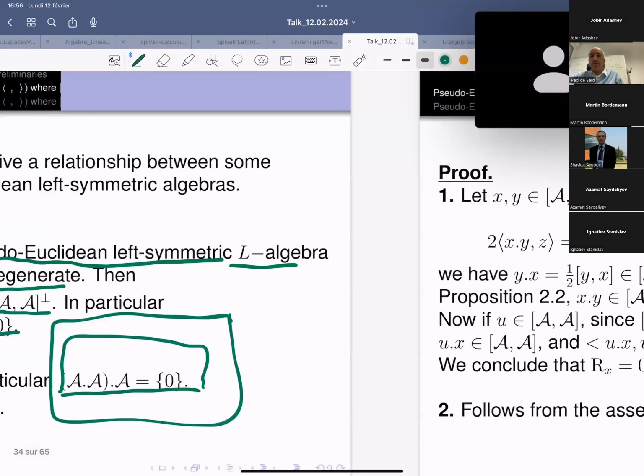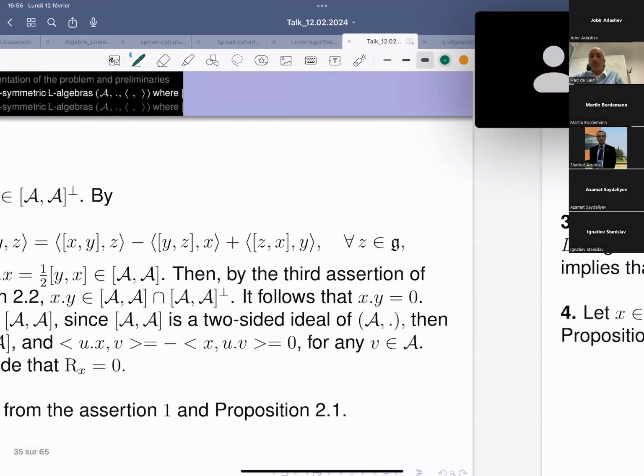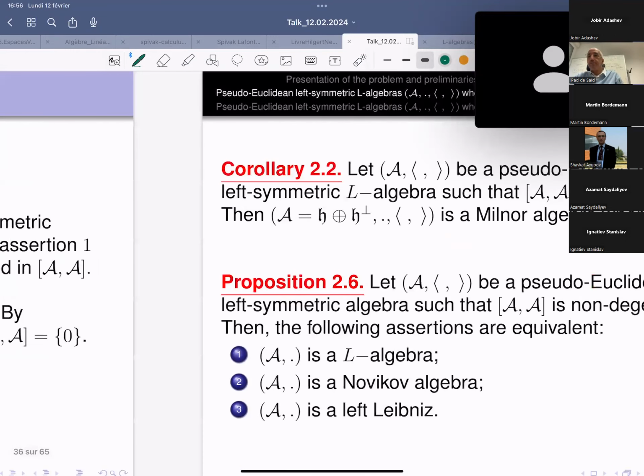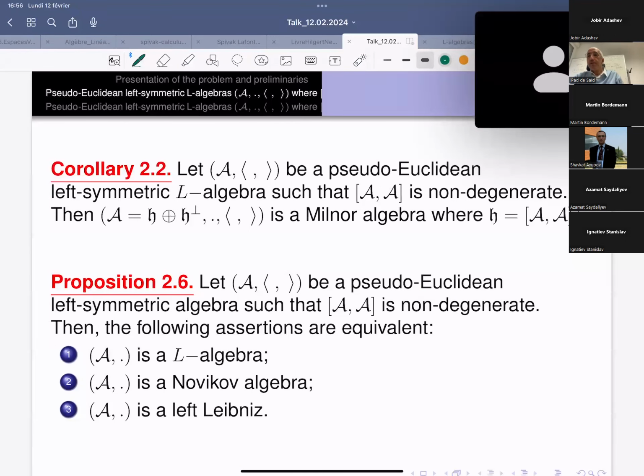The proof is not very difficult. And a corollary of this result: if your derived ideal is non-degenerate, in this case, this one is a Novikov algebra with H exactly the orthogonal of the derived ideal of R. And the next proposition: look, every left symmetric algebra where the form is non-degenerate is always a Novikov algebra.